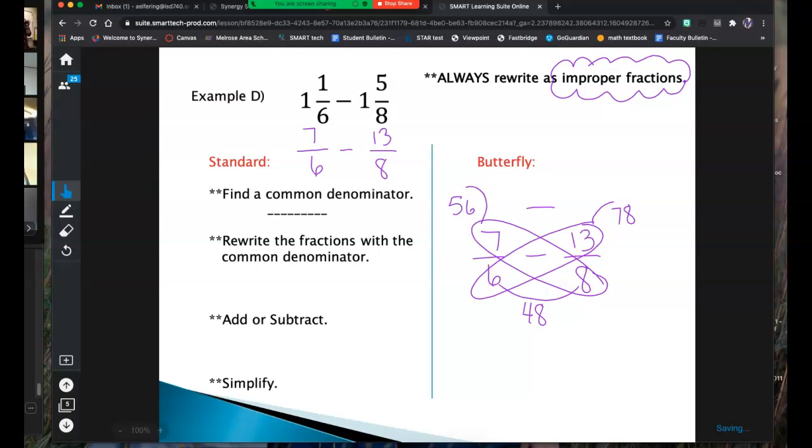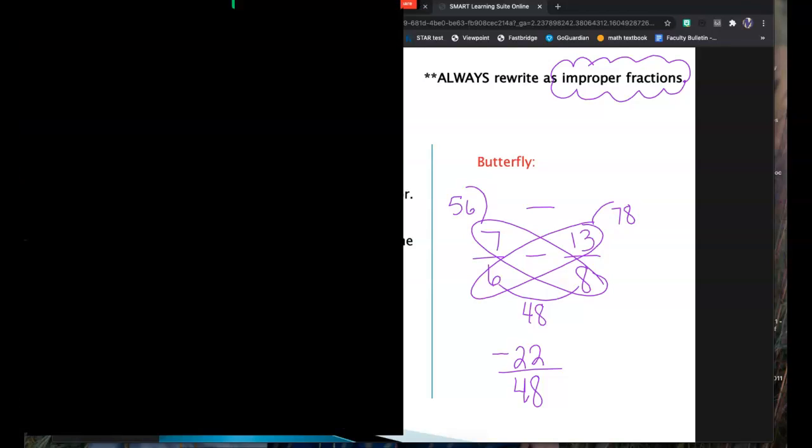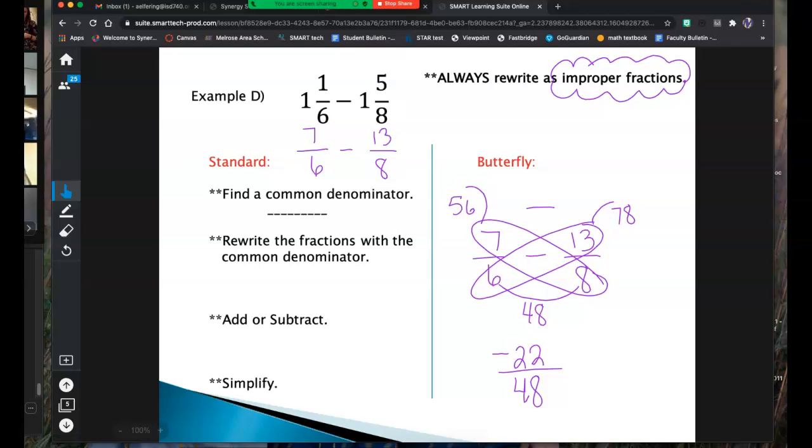Okay. You can use your calculator then on the top. I could just type in 56 minus 78. That's negative 22 over 48. Can I simplify that? What can I divide both 22 and 48 by? Absolutely, I can divide by 2. So you get negative 11 over 24. So there's our answer to that problem.